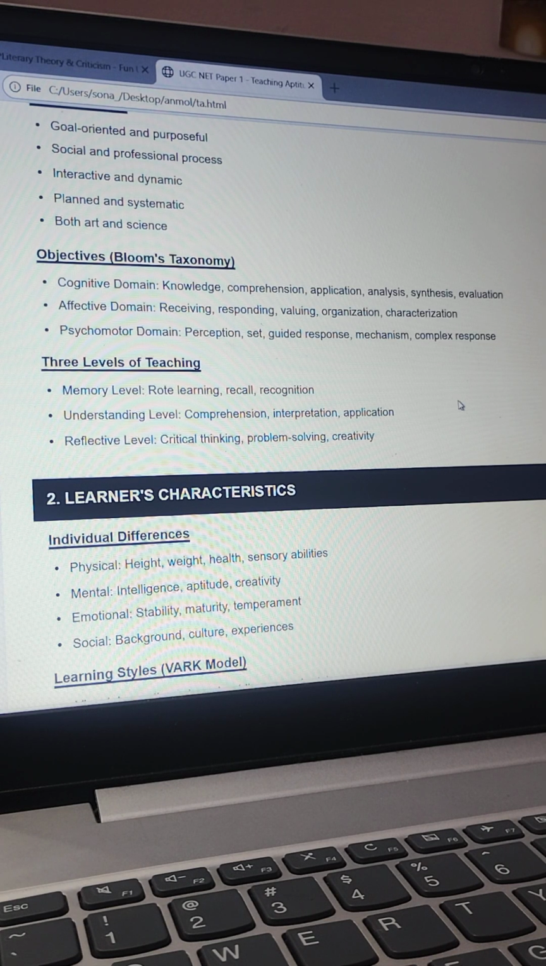One more thing to learn: the memory level is by Herbert, the understanding level by Morrison, and the reflective level by Hunt. So these three key names are very important for the three levels of teaching.